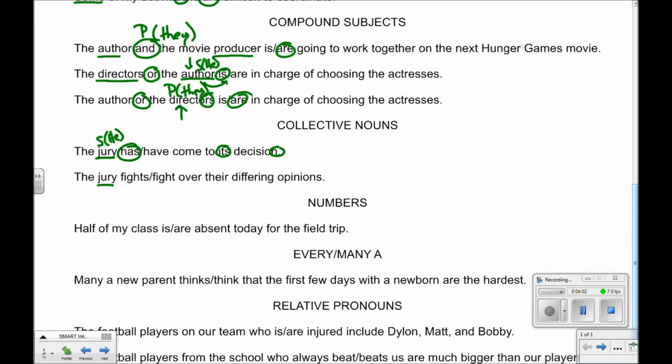He has. However, in the second example, I have a plural pronoun in there. They're clearly doing something different. And I have plural opinions, which means they're acting separately, making them plural in this case, where I would plug in they, and then I would say they fight.